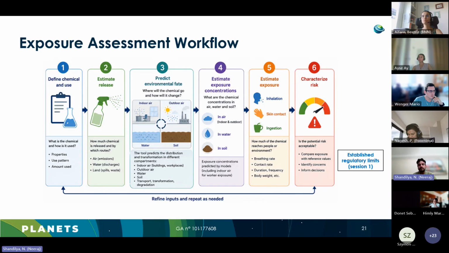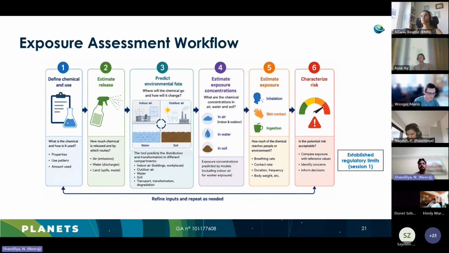Then based on that, the environmental fate, the exposure concentrations are determined in air, in water, and in soil. So this is basically the exposure concentration to which a certain person or an environmental species is prone to inhale or to absorb in their skin or into their body.